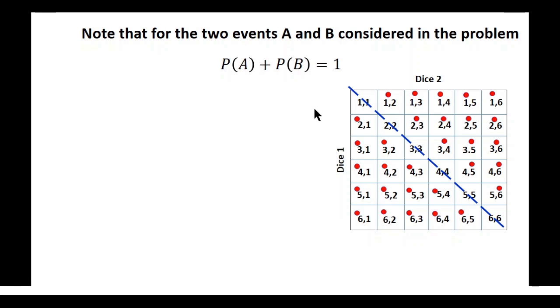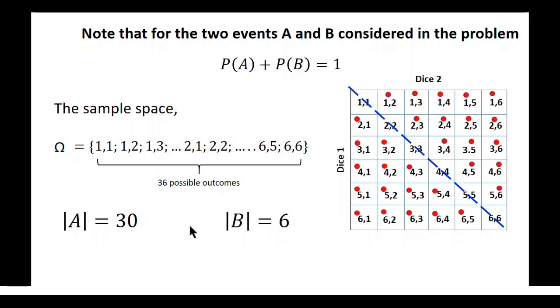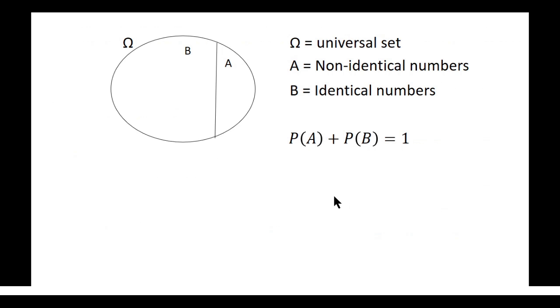Something very interesting is happening here. Look, there are no common elements in the sets A and B. And the elements in sets A and B together make up the sample space omega exactly. Nothing more, nothing less. Here, omega is actually the universal set. Hence, the set A is a complement of set B and vice versa.